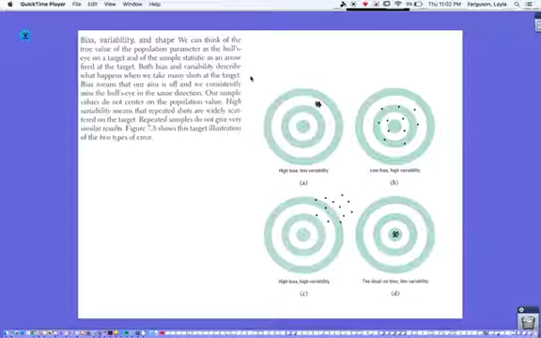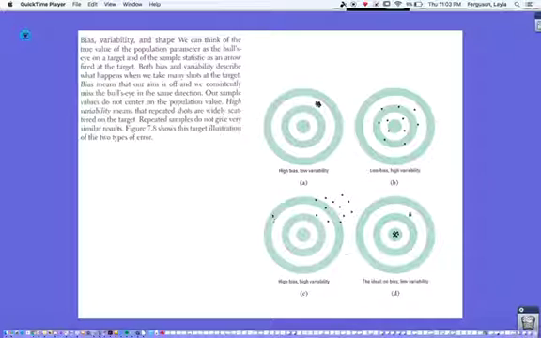Bias means that our aim is off. So if we see, like in this example, that we're off from where the center should be, then that would mean that our bias is high. Our sample values do not center on the population value if our bias is high. High variability means that repeated shots are widely scattered on the target. So high variability would be like we're all over the place. Repeated samples do not give very similar results. So even though we're doing this a lot of different times, we're not having the same results every time, so it's spread out all over the place.